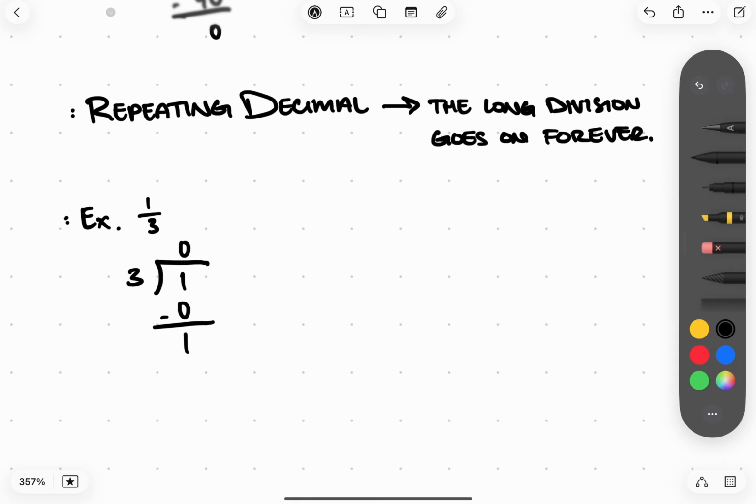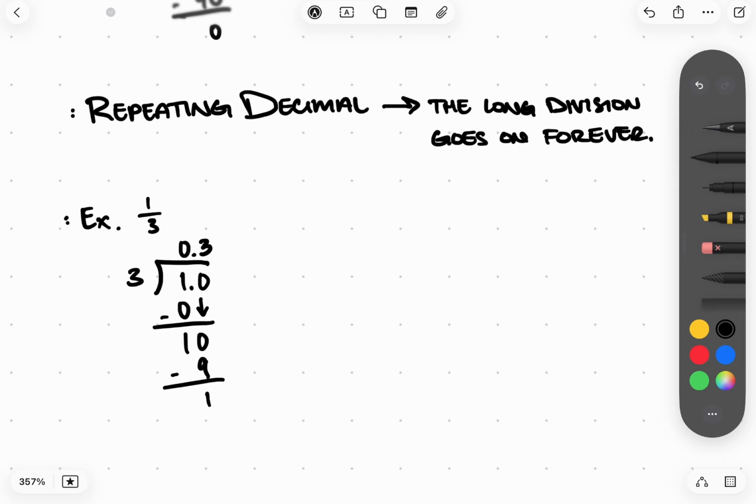Minus, and I bring the 1 down. I add the decimal point, and now I'm going to add a 0 in that number. So now I have 10. So 3 can go into 10 how many times? Well, not perfectly, but it could go 3 times. That's the closest, because then 3 times 3 is 9. So then you subtract that, and you're left with 1.